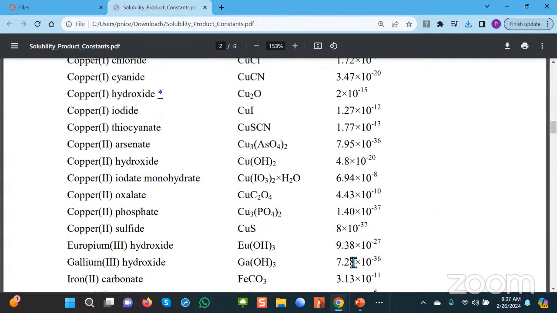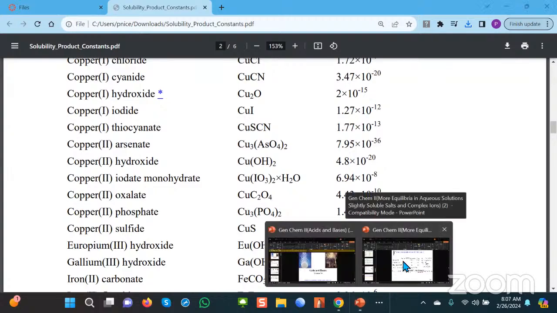So this is the table that you'll have access to during your tests, exams, etc. All right, so let me go back to the PowerPoint.